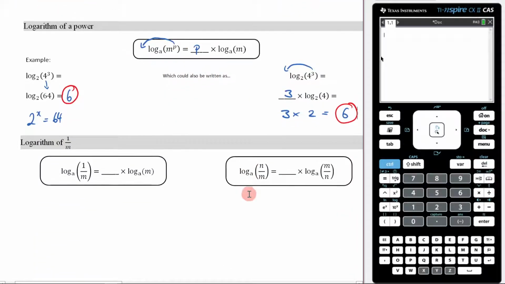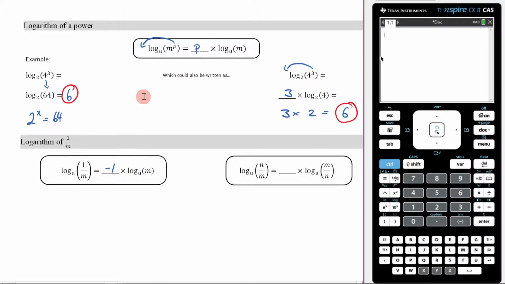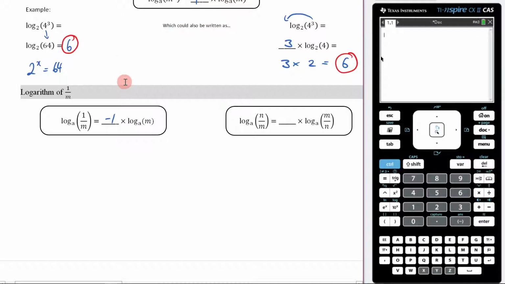All right, we keep on going here. Some other log laws that you need to know is that if I have log base a of 1 on m, what you can do in this scenario is just make this -1 times log a of m. Now, why does this occur? Well, it happens for the same reason as this. We know another way to write this is log a. Now, if I take the reciprocal, I now have to change the sign of the power. So now it's this. And now you can just take that -1 to the front. So you're going to get -1 times log base a of m.